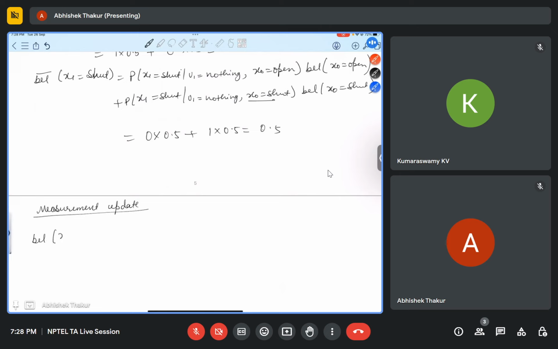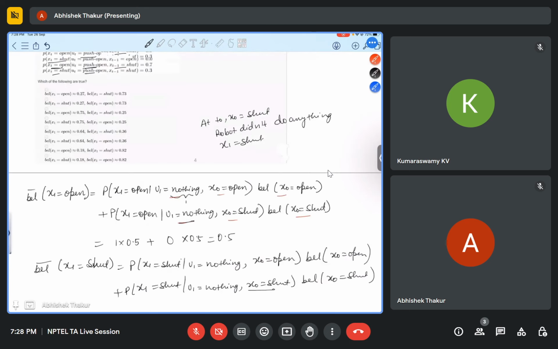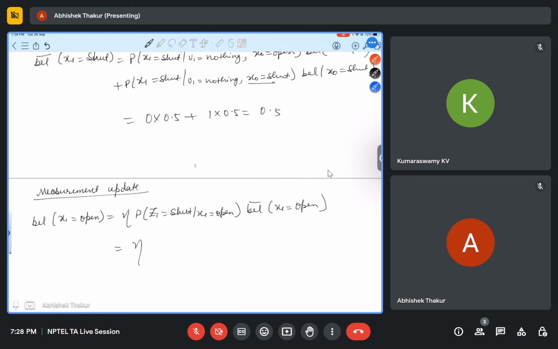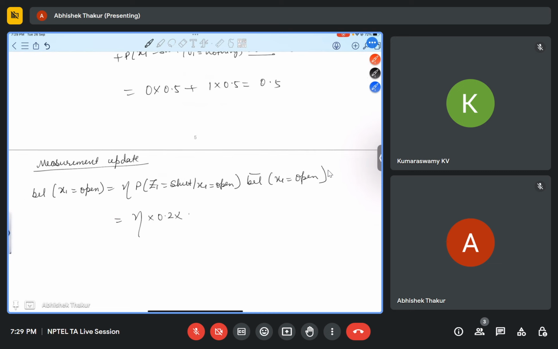So belief that x1 is equal to open is given with one scaling factor, eta. The probability, you can see this formula in the lecture also: z1 is equal to sat given that x1 is equal to open, times belief bar x1 is equal to open. So that is equal to eta, probability that z1 is equal to sat and x1 is equal to open, which in this case is 0.2. And belief bar that x1 is equal to open is 0.5. So this term will become eta into 0.1.